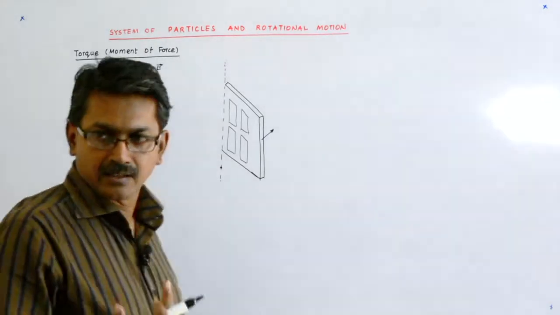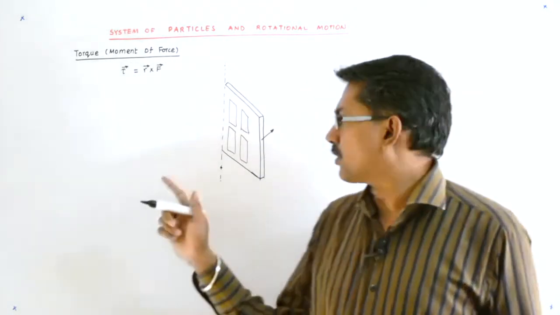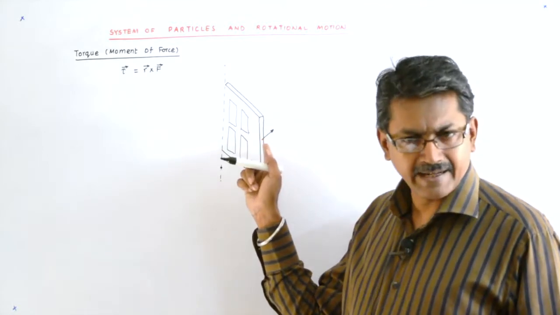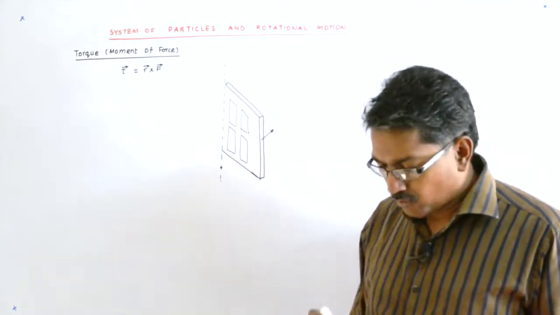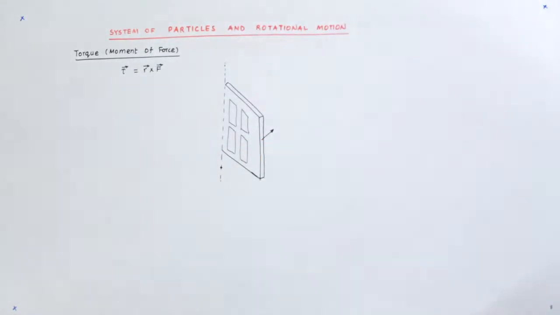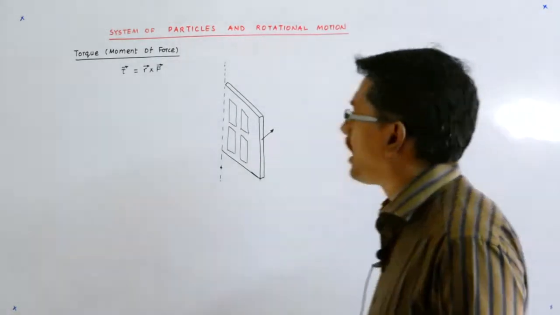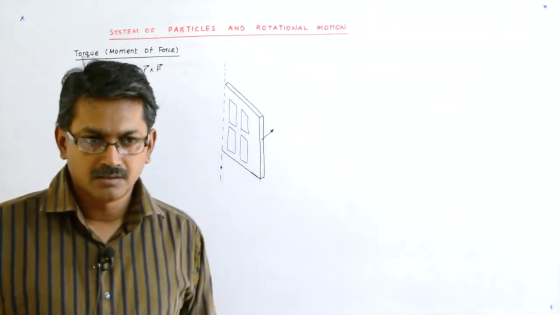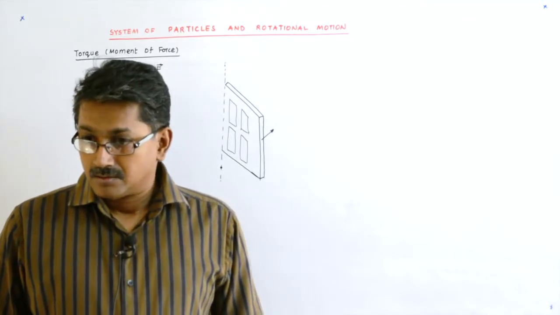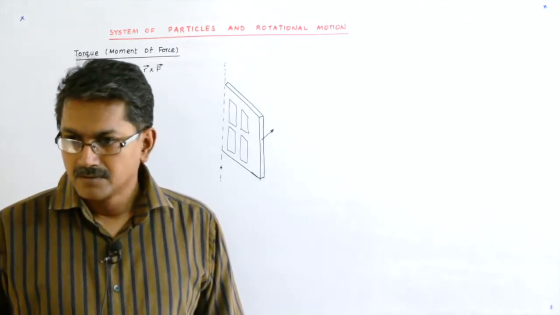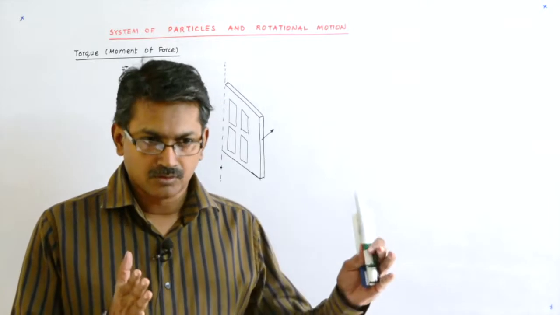perpendicular to the door, say at the end of the door. Here, right at the end. So what is my r vector? What according to you is the r vector? Yes? The length of the door.